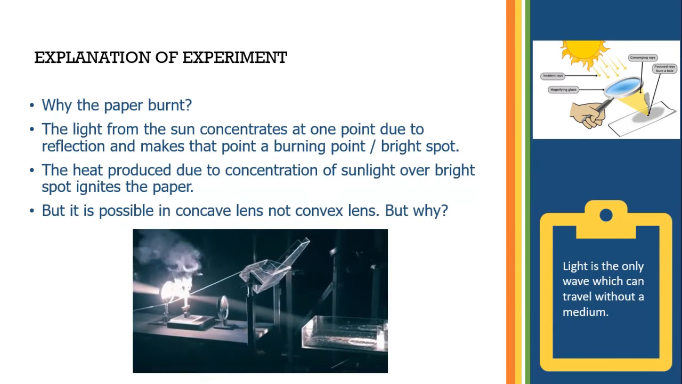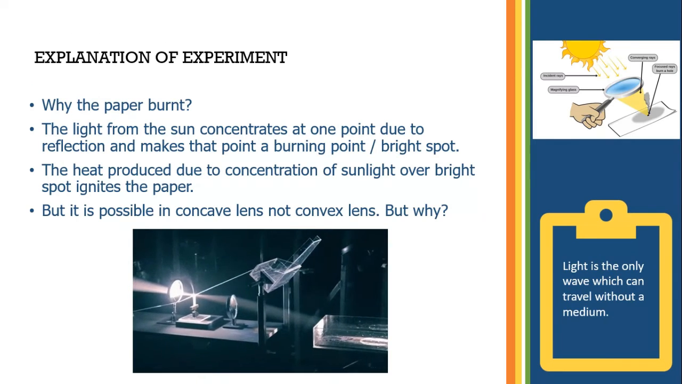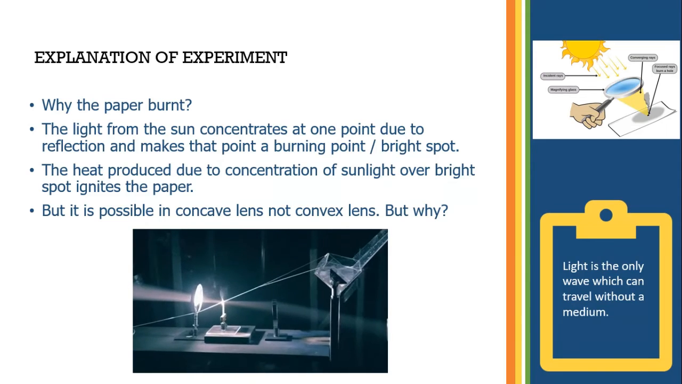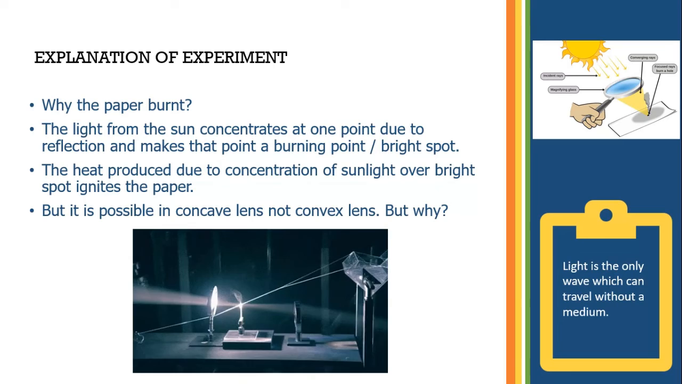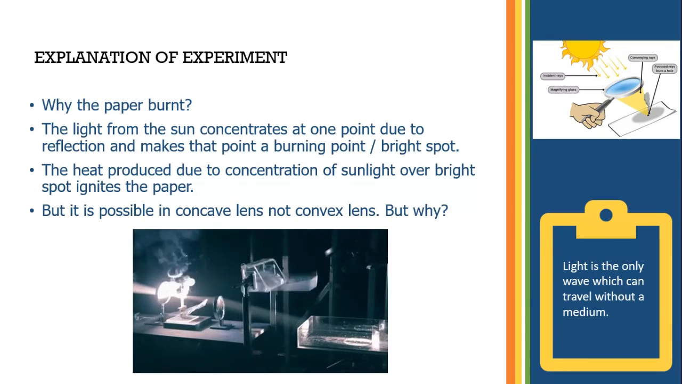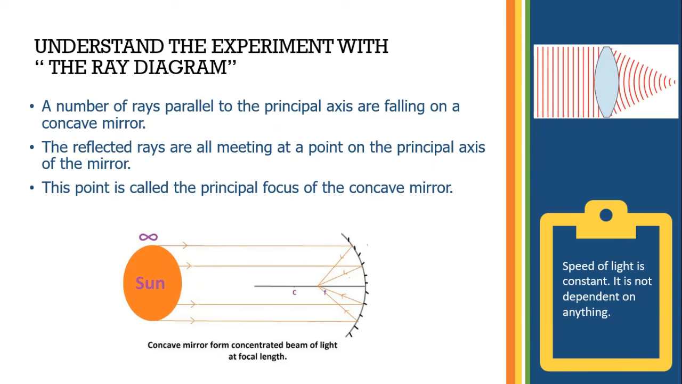But first of all, see the image. A sunlight is coming from somewhere, passing from the lens and concentrating on one matchstick. It ignites and the thread is. So I hope you understood this. Next, we will understand this thing with the help of a ray diagram.